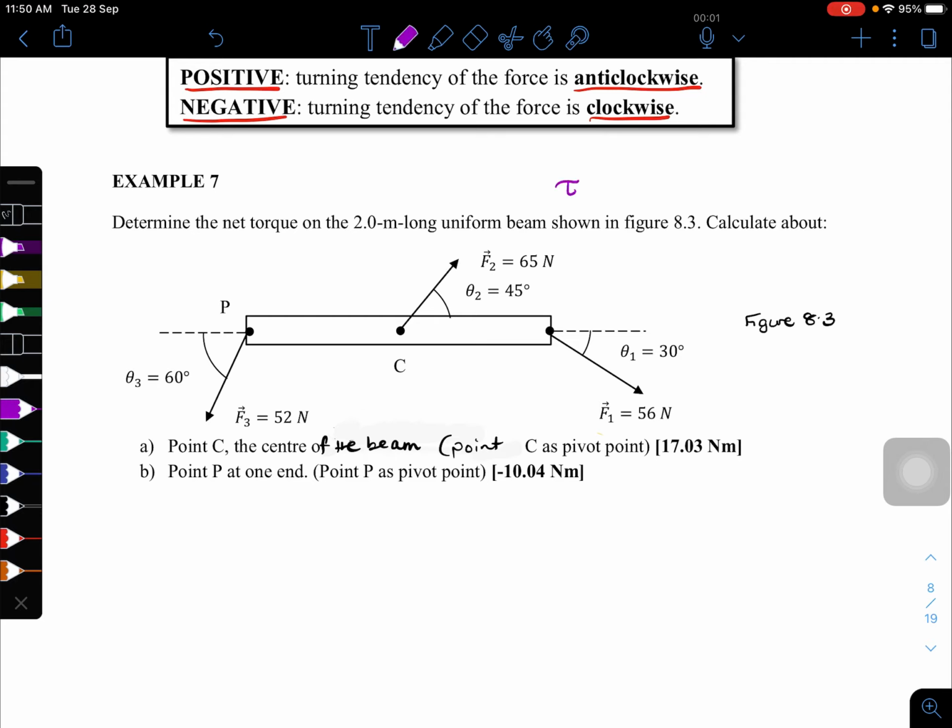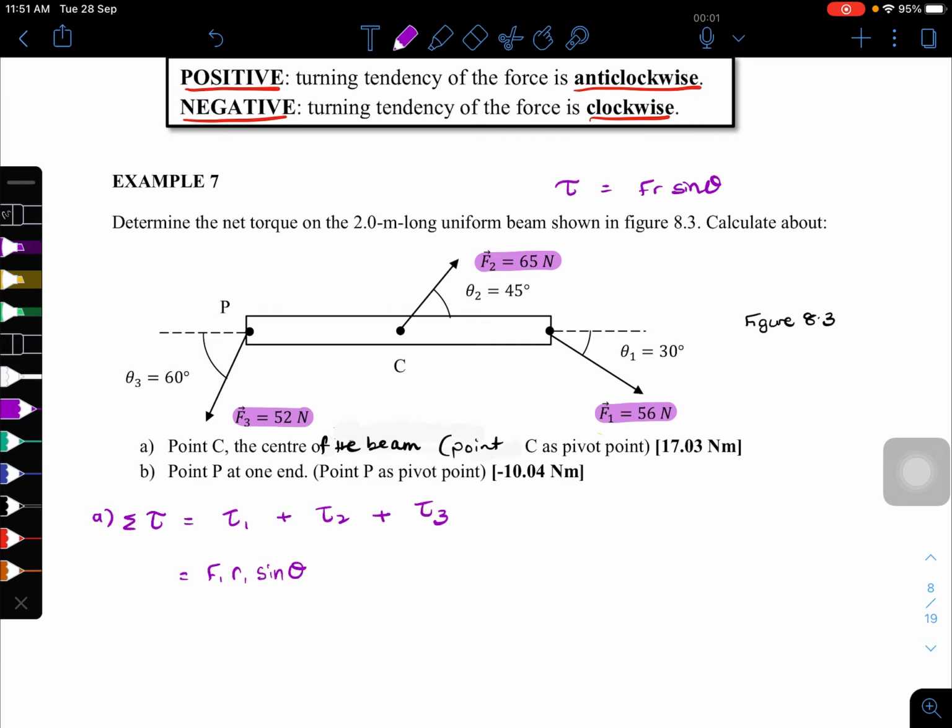So remember that torque is F r sin theta. Jadi kita ada 3 force kan. We have 1, 2 and 3. Okay, so maksudnya kita kena buat total torque sama dengan torque 1 plus torque 2 plus torque 3 sebab kita ada 3 force lah. Okay, so kita akan tengok satu-satu. So F1 R1 sin theta.